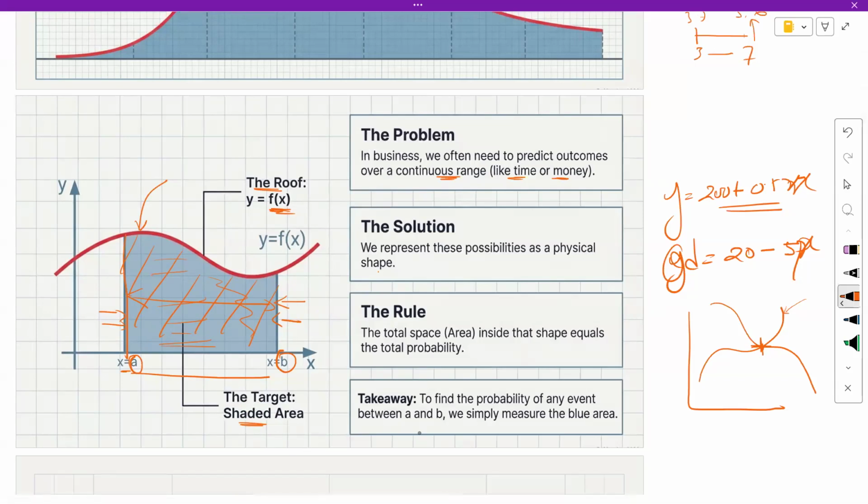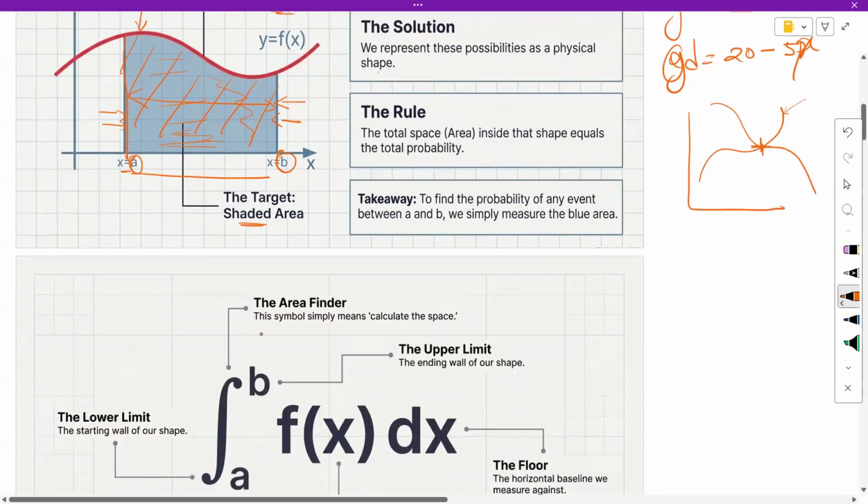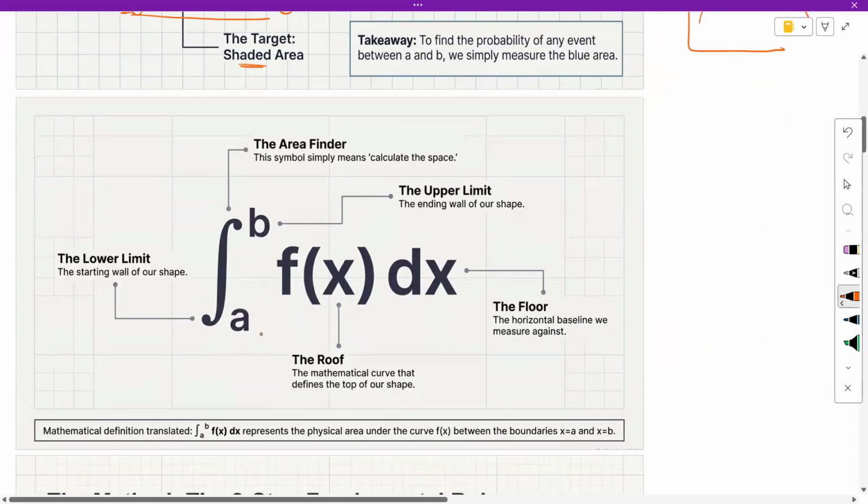To find the probability of any event between A and B, we simply measure the blue area. We will understand in forthcoming sessions why we need to use this area under the curve. This is the standard integration function. Here you can see the upper limit and lower limit.